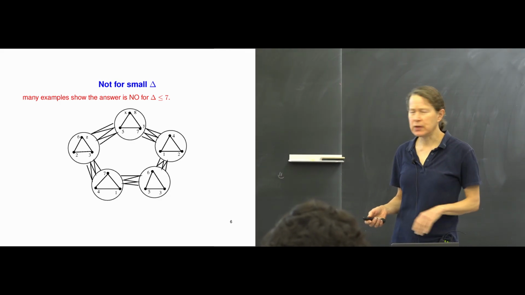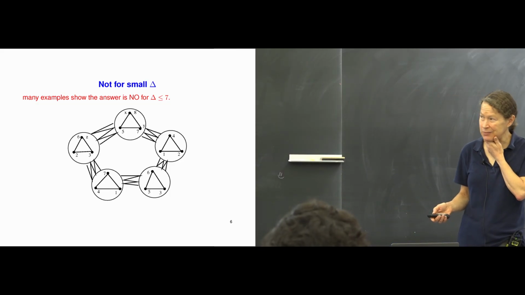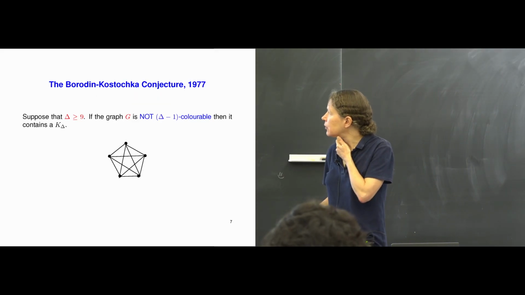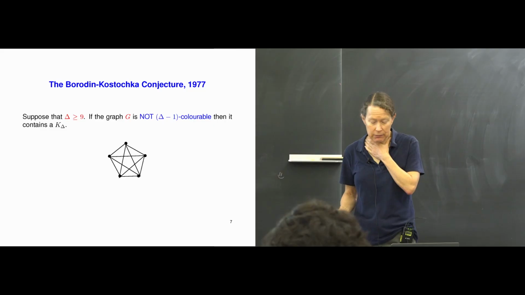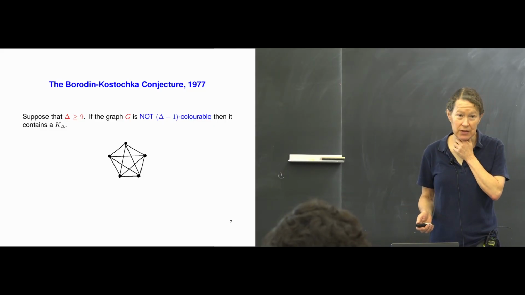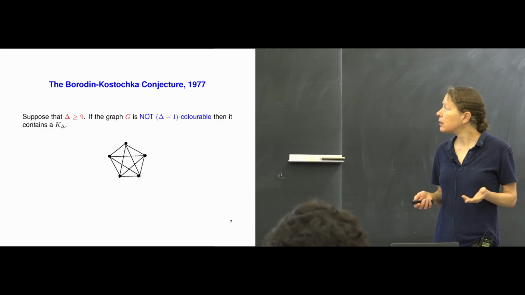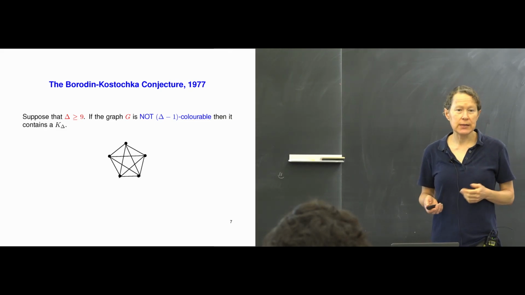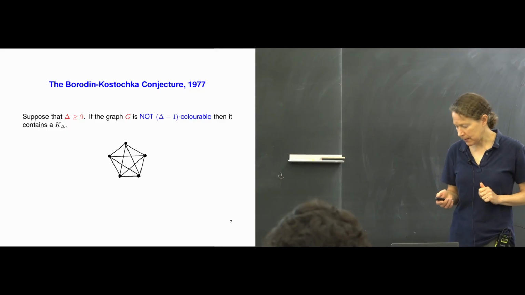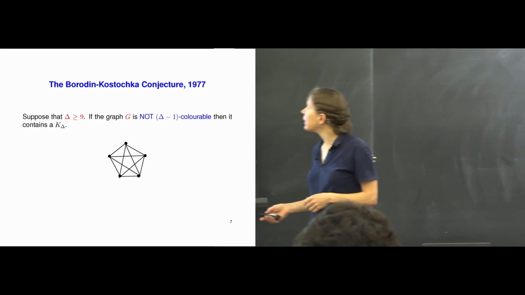Okay, so there's another example. You say, well, this thing is definitely not true. But then you start to think, can I think of any other examples where delta is bigger than 8? Well, then you probably will get stuck. And you will then maybe look things up and discover that there's a famous conjecture due to Borodin and Kostochka from 1977, which basically says that if delta is big enough, and now big enough means 9, then if G is not delta minus 1 colorable, then it should contain a K delta. Okay. So a very natural question.